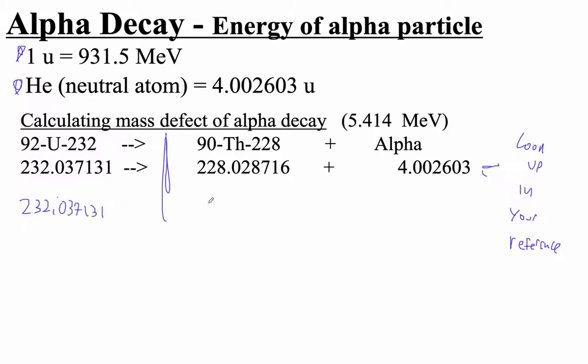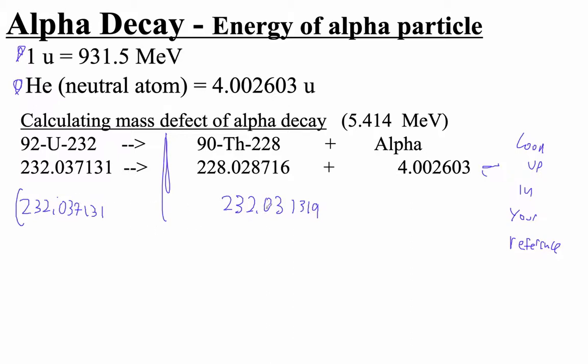232.037131. Okay, the mass of the right side, we have to add these two together. So 228.028716, plus 4.002603. And I think our textbook has this number as a 2. Okay, so they've refined this in the last 20 years or something. So the whole right side is 232.031319.